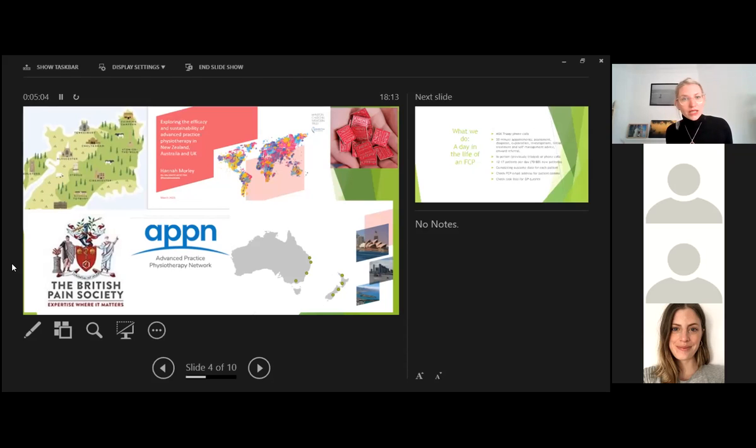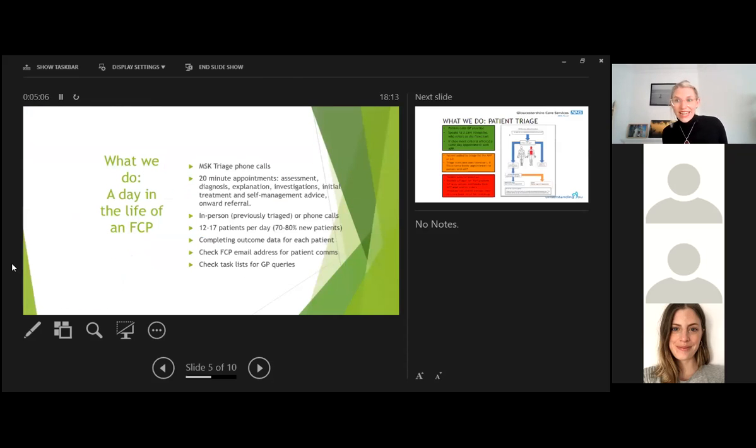But an FCP's day looks pretty standard across the country, actually, we know. So for us in our service in Gloucestershire and in the service that I currently lead in Stroud, we start the day with MSK triage phone calls. So pre-pandemic, this would have been a slot of phone calls that we'd be going through to see if we could help the patients over the phone, or to see if we needed to bring them in to see them. Now that's slightly different in that most appointments are over the phone currently, at least initially.